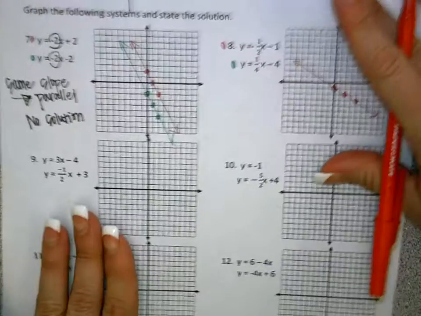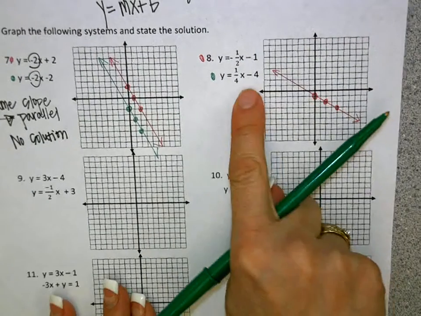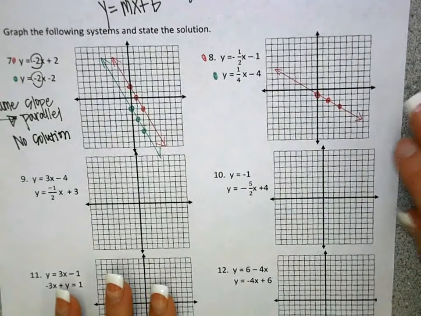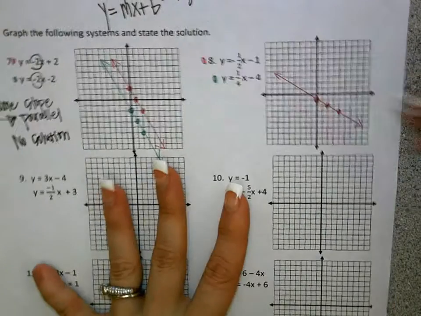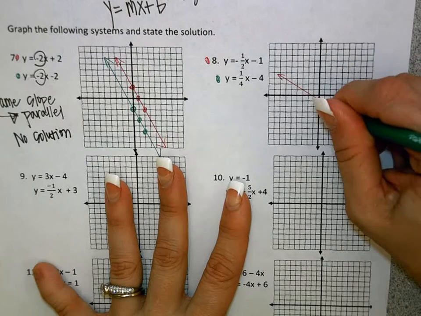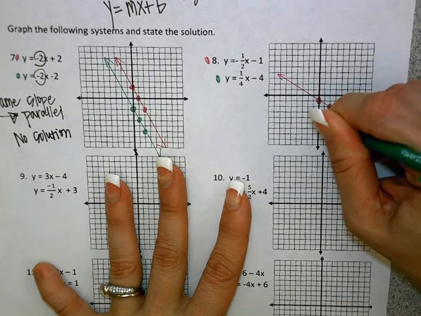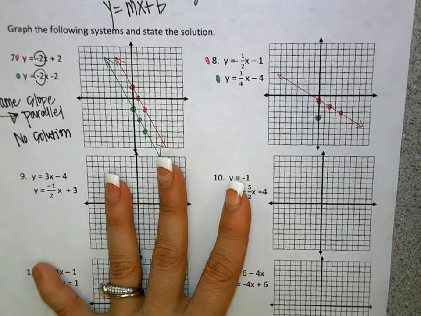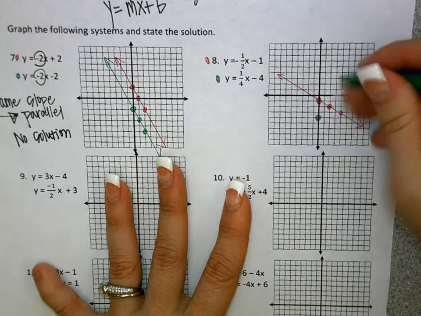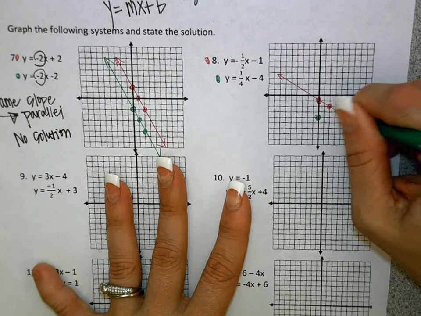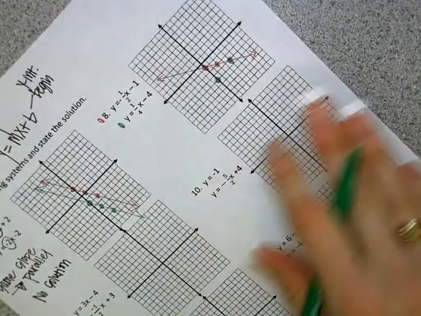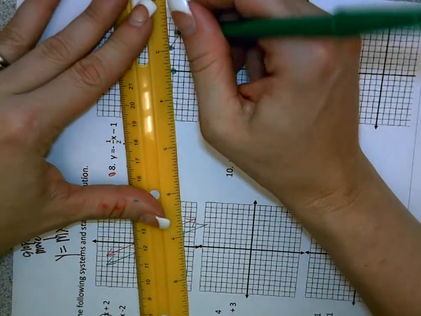Then, for the green line, what's my beginning point? What's my y-intercept? At -4. So down 1, 2, 3, 4. How do I move to get to my next point? Up 1 over 4. 1, 2, 3, 4. Now, since I made a couple of dots, hopefully you should see exactly where these intersect.